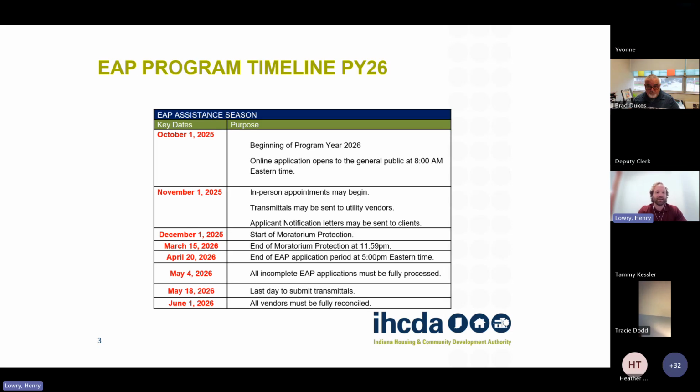EAP program timeline for 2026. So this year started on the 1st of October for this program year. That's when our online application opened to the general public at 8 a.m. On November 1st, that's when we can have in-person appointments at our agencies. That's also the first date that utilities can receive transmittals. That is also when applicants will first find out if they're eligible or not. So you won't hear anything else until that time.